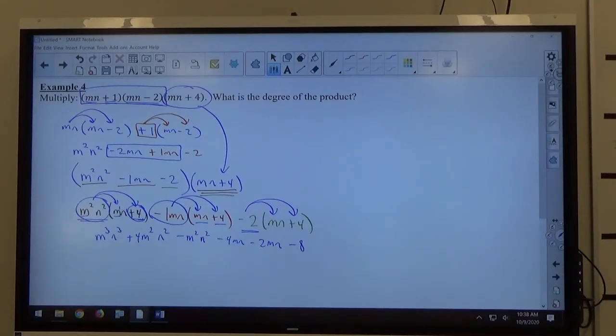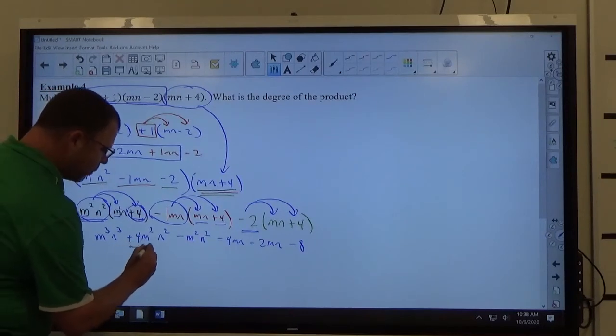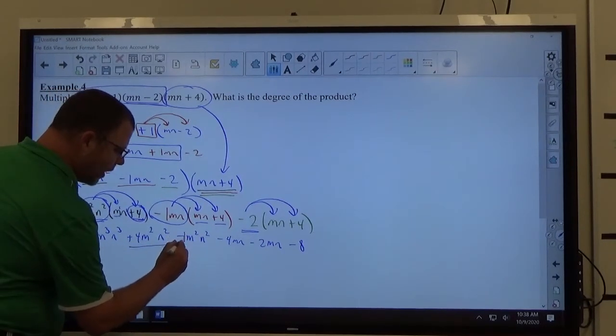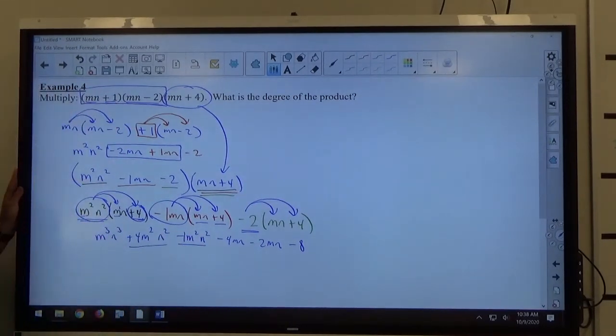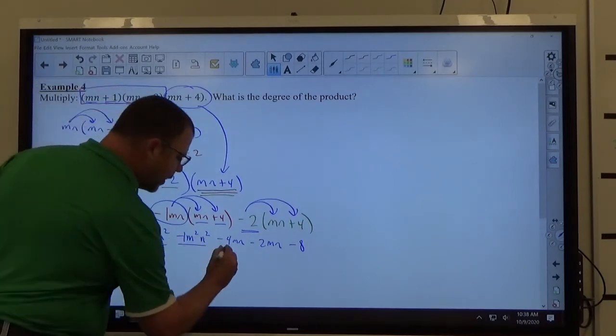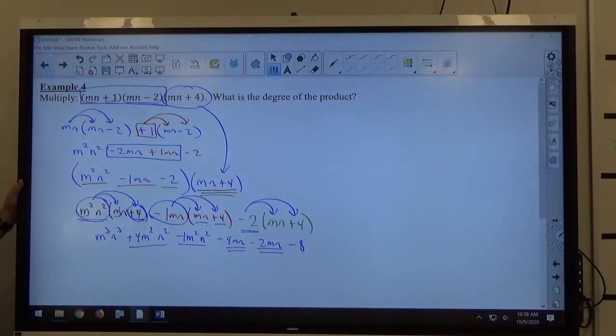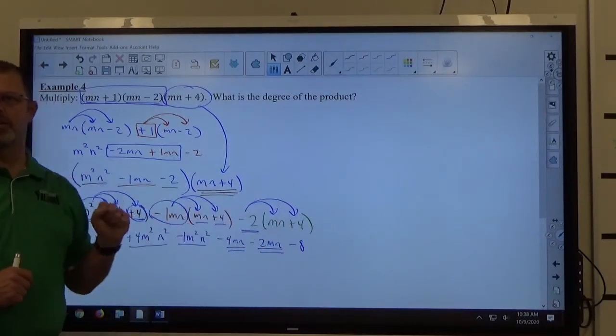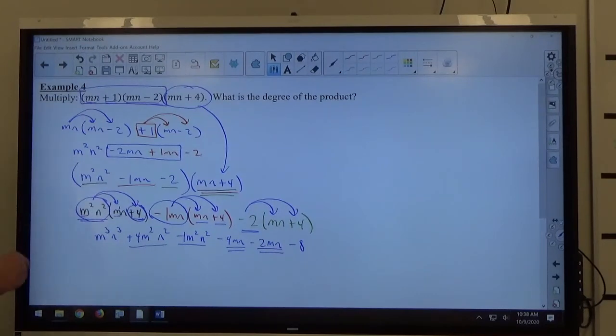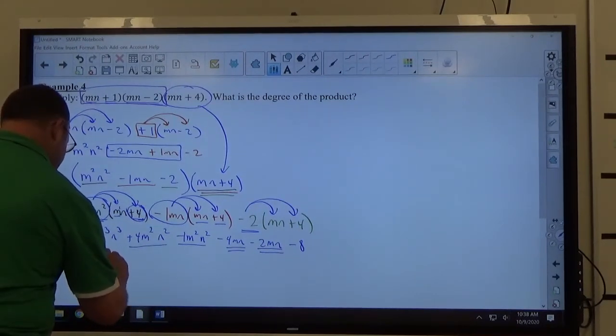And my final step then is to combine like terms, if there are any. 4m squared n squared and negative 1m squared n squared are like terms. They both have m squared n squared. Negative 4mn and negative 2mn are like terms. They both have m to the first, n to the first. Nothing else is m cubed, n cubed. Nothing else is a constant. Those are not like with anything. So my final result is going to be m cubed, n cubed.